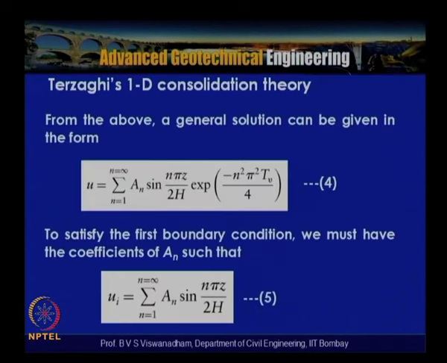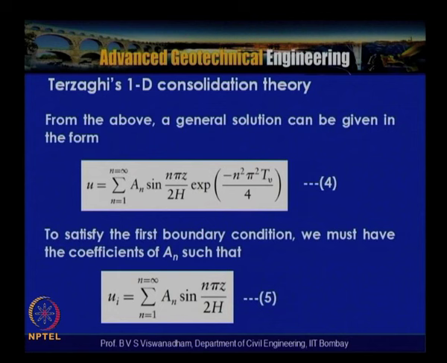So from the above, a general solution can be obtained where u is equal to the summation from n equal to 1 to infinity of A_n sin(n pi z by 2h) exponential of minus n square pi square Tv by 4, where Tv is the time factor.